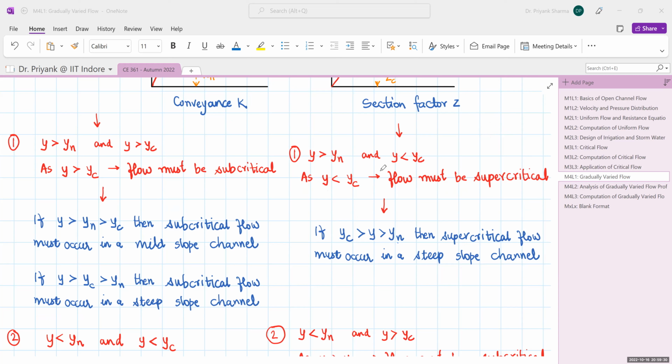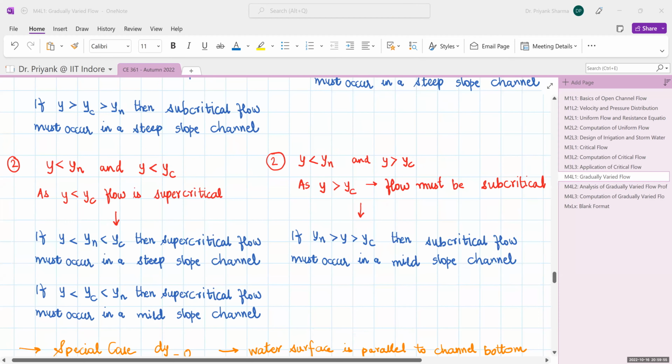So making this inequality, only one case is possible. So when your yc is greater than yn, it is a steep slope channel. So when supercritical flow happens on a steep slope channel, you get a drawdown curve. So in the next lecture we'll visualize and sketch all these profiles, and it will be more clear. This is the first case.